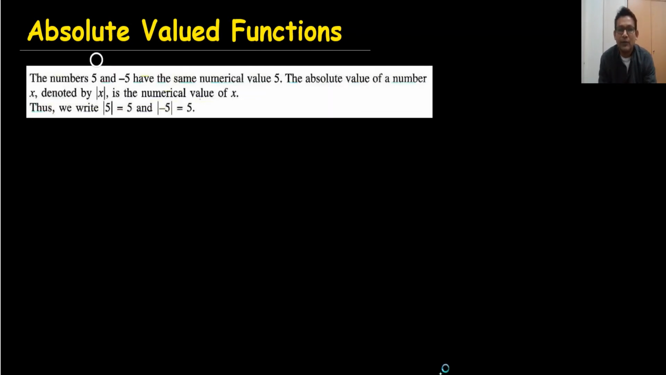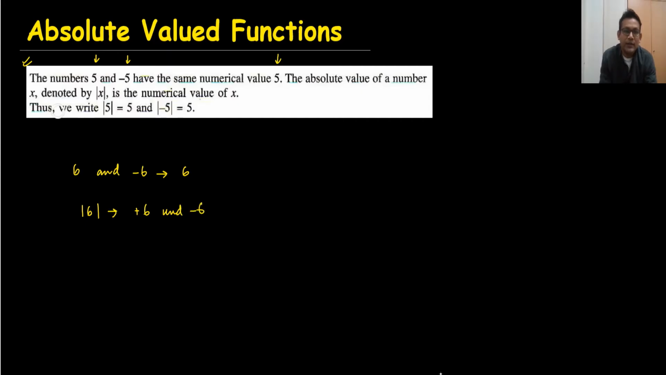Today we're doing the absolute valued function. What is the absolute valued function and how can we solve these? I have taken one example here: the numbers 5 and minus 5 have the same numerical value, 5. For example, 6 and minus 6 have the same numerical value 6, and this numerical value 6 we write like this. It means 6 can be plus 6 or it can be minus 6.